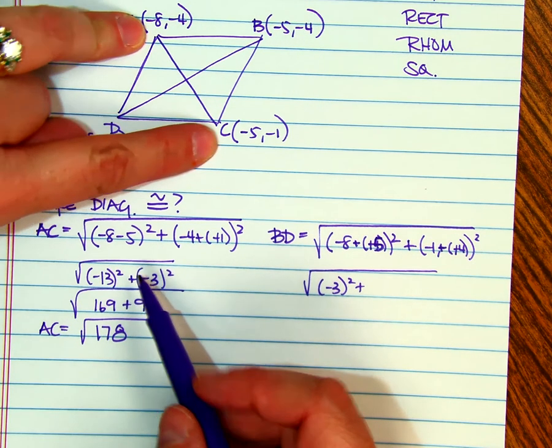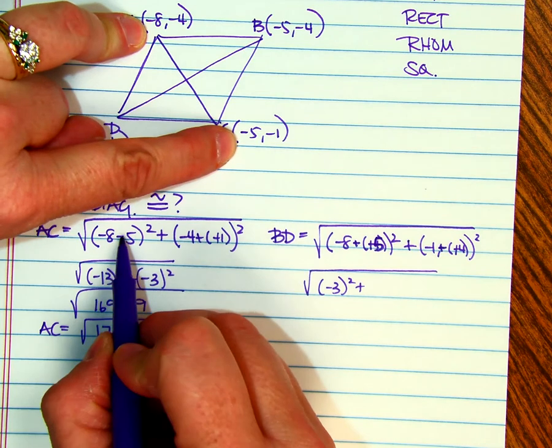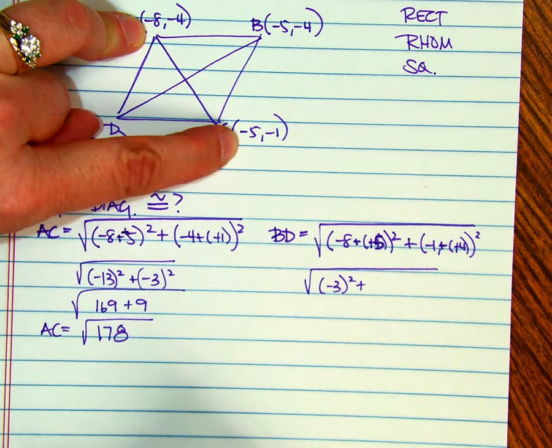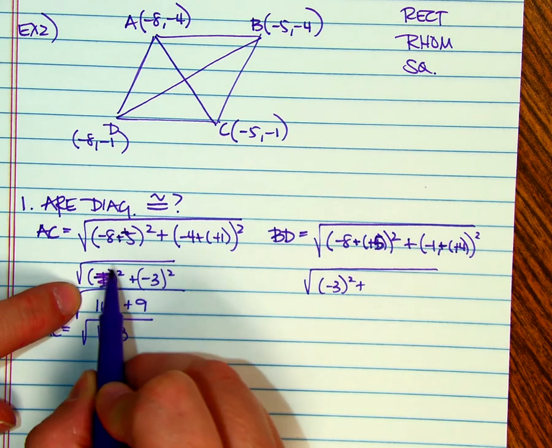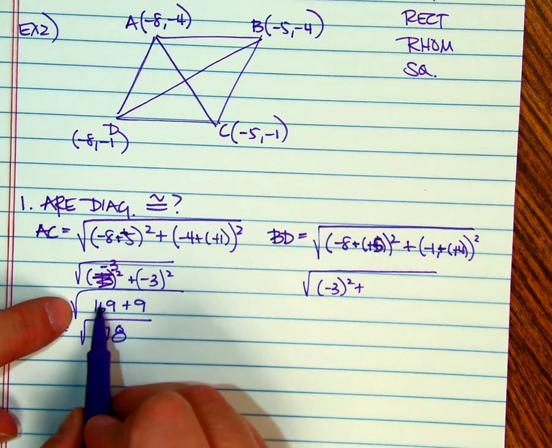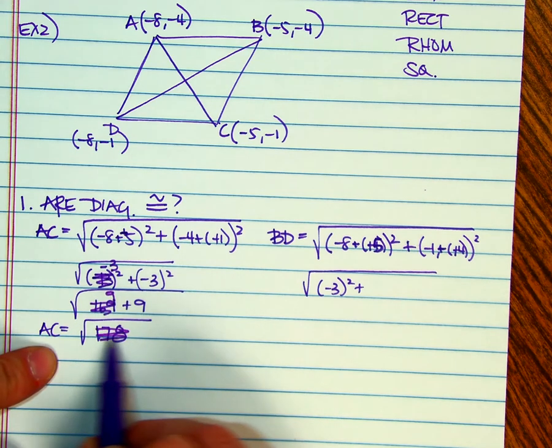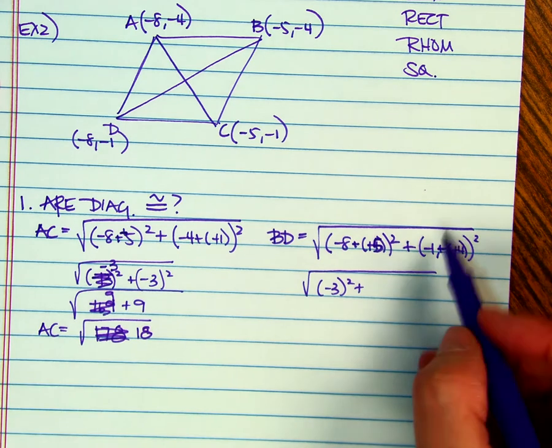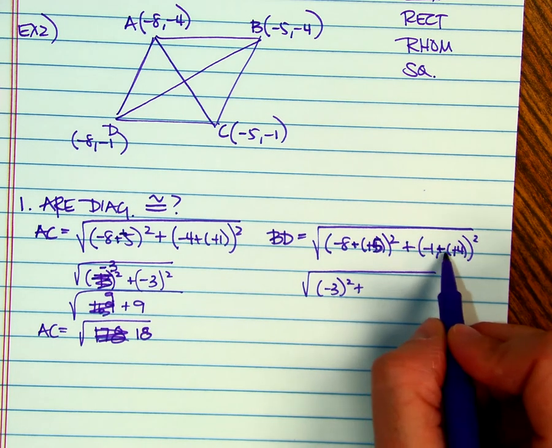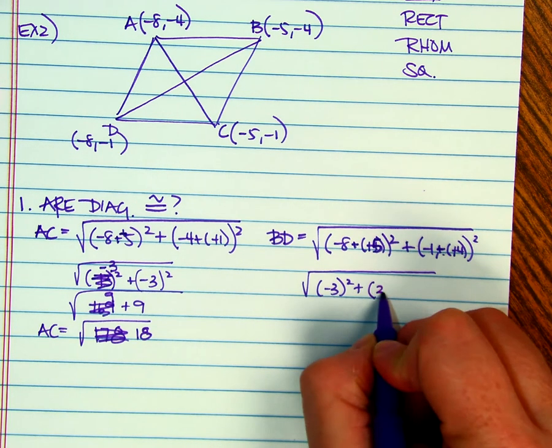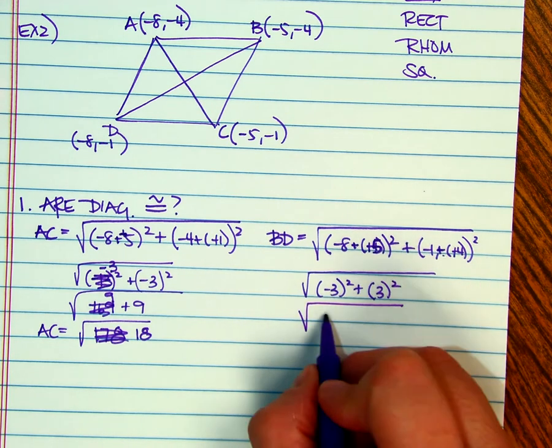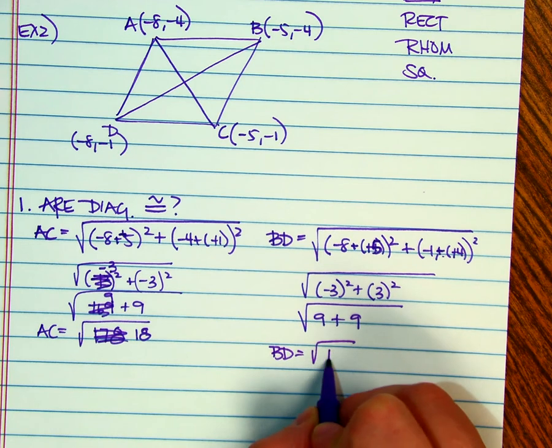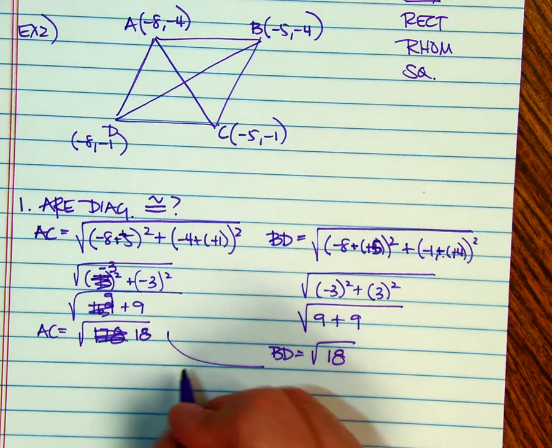I apologize. So -8 minus a -5. See how easy it is to forget those little negatives? Gives me plus a positive. Changes this to a -3 squared, which changes this to a 9, which changes this to an 18. So I have AC is now the square root of 18. Going over here, I have -1 plus 4 gives me 3 squared. See, it helps because I knew what it was supposed to be. 9 plus 9, so BD equals the square root of 18. The diagonals are congruent.